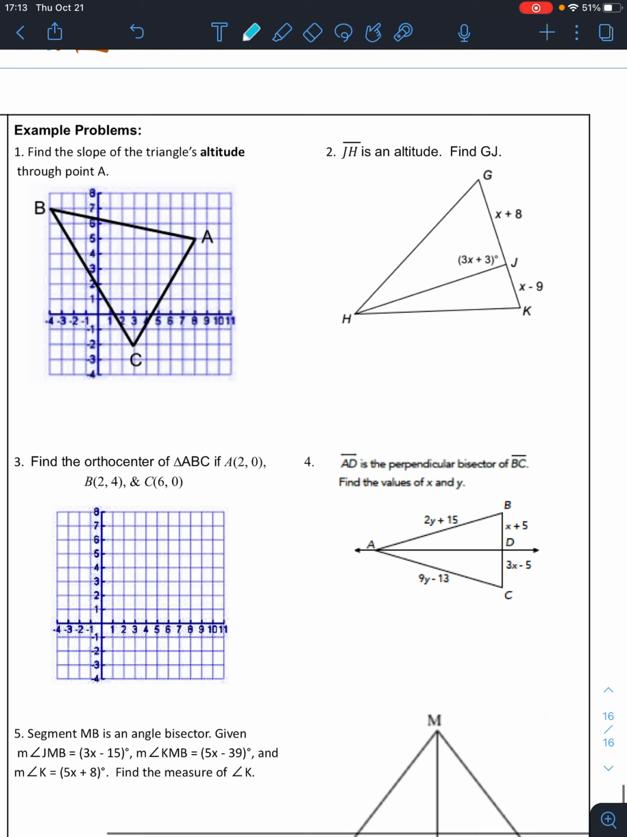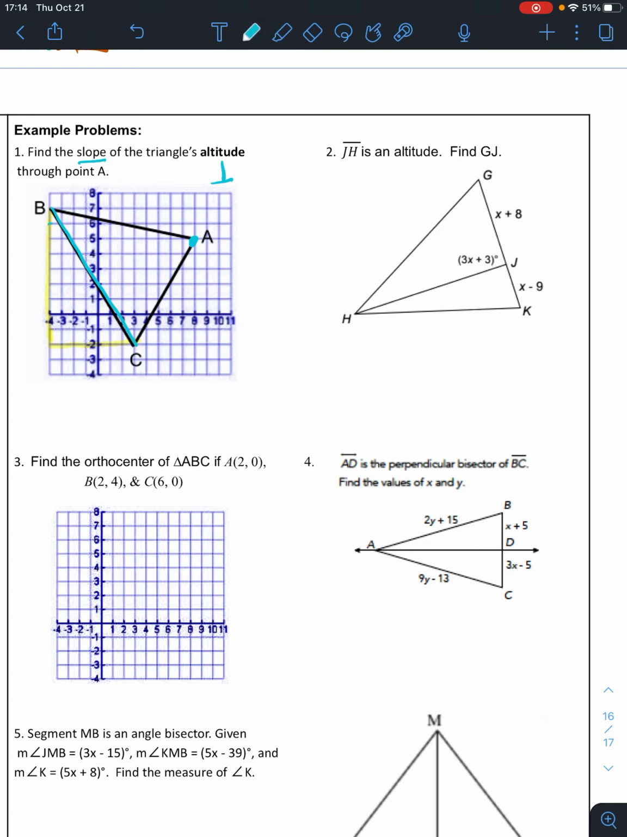So let's look at some problems that have to do with this. Find the slope of the triangle's altitude through point A. Remember, an altitude extends from the vertex perpendicular to the opposite side. The opposite side is BC. I want slope and I want altitude. Remember, altitudes are perpendicular, and perpendicular slopes are opposite reciprocals. So what you want to do is find the slope from B to C. Just go from end to end, and then we can reduce it later.